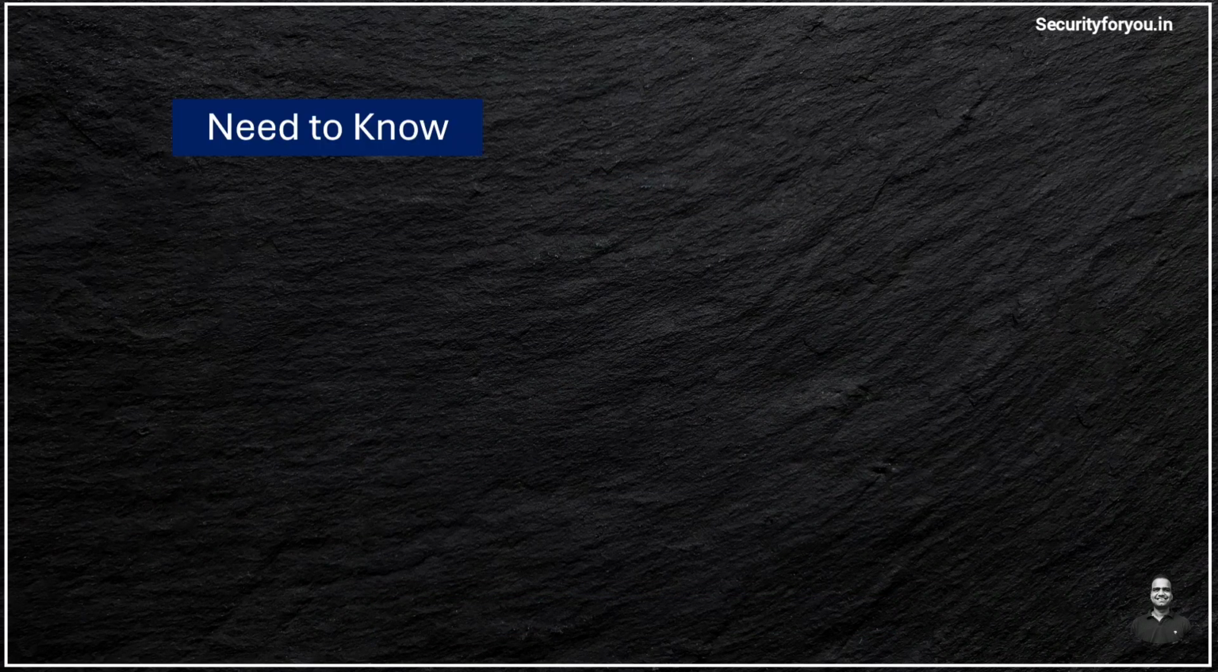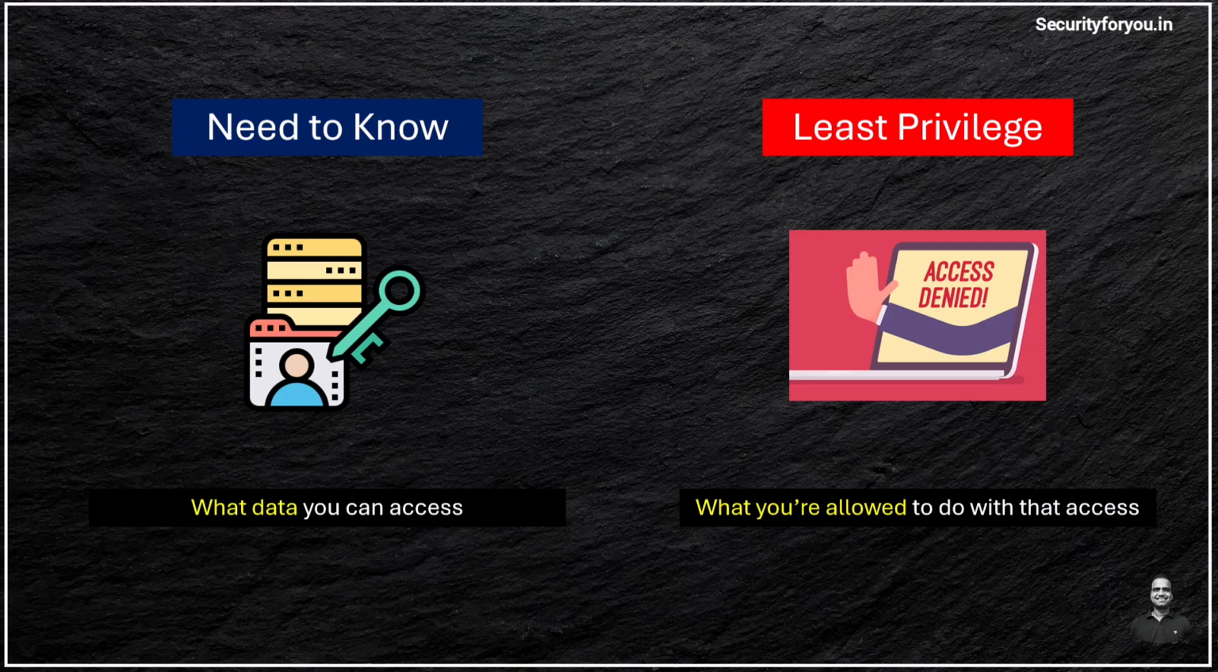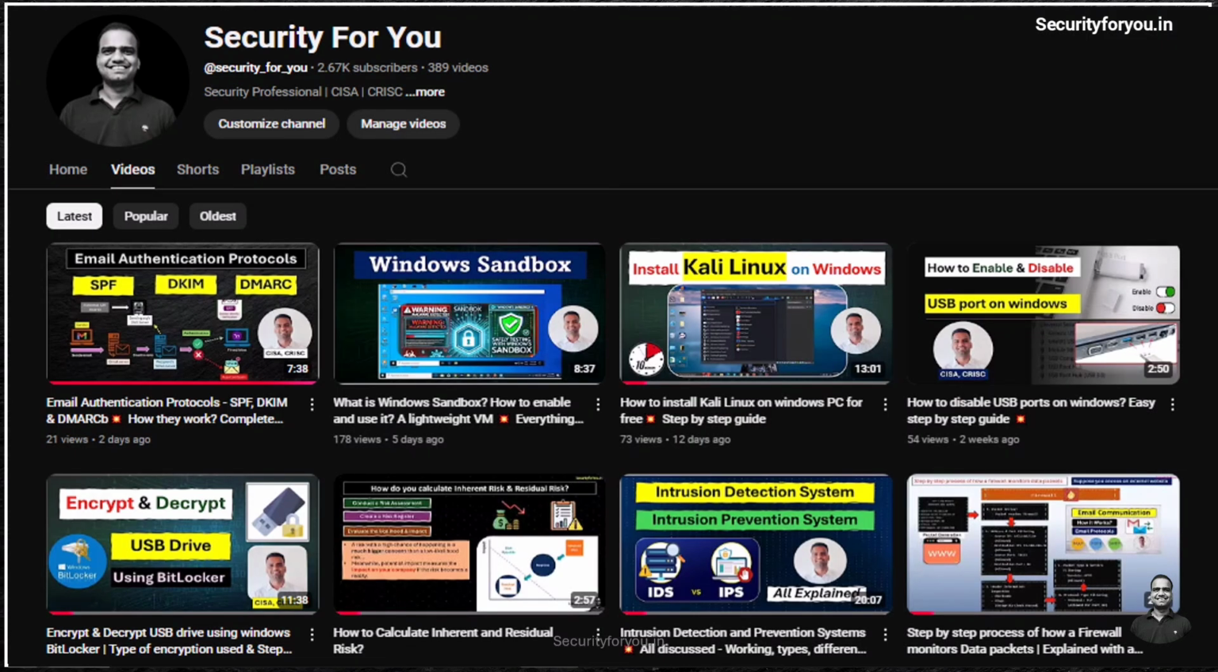So, need to know is about what data you can access, least privilege is about what you are allowed to do with that access. So, guys, this is all we have for today.